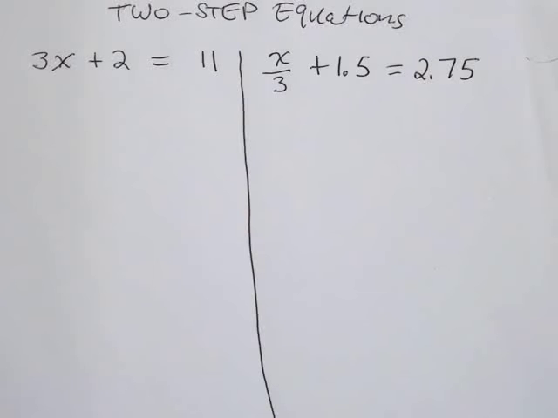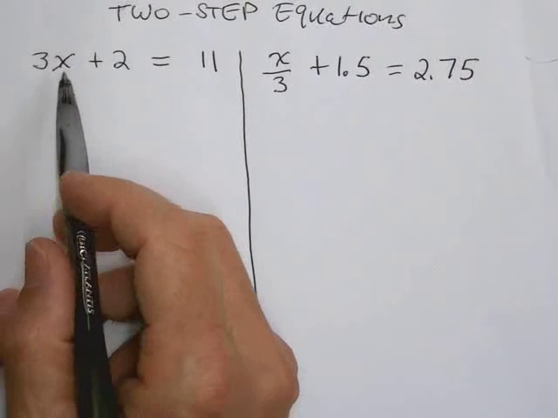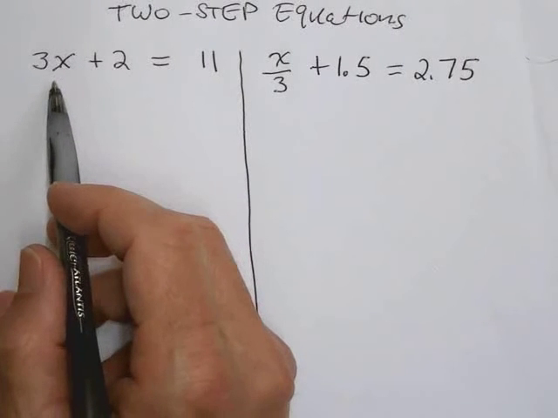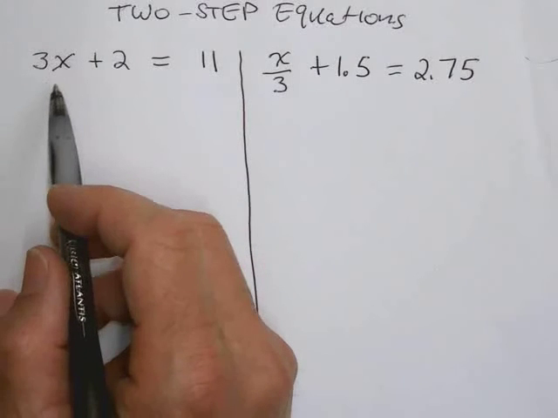In this video, we're going to look at two-step equations. Two-step equations are exactly like one-step equations, except they have two steps. And the goal of a two-step equation is the same as a one-step equation, which is to isolate the variable. In this case, we need to isolate x. And what we're going to do is work toward isolating x.